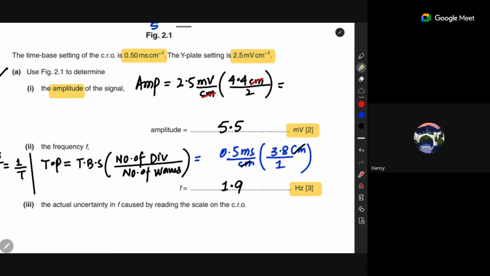Sorry, that is the time period, not the frequency. Sorry, my bad. It's the time period. So the time period is how much? 1.9 milliseconds, right? Yes. So what will be the frequency? Frequency will be equal to 1 divided by 1.9 into 10 raised to the power minus 3. So what will be your number?